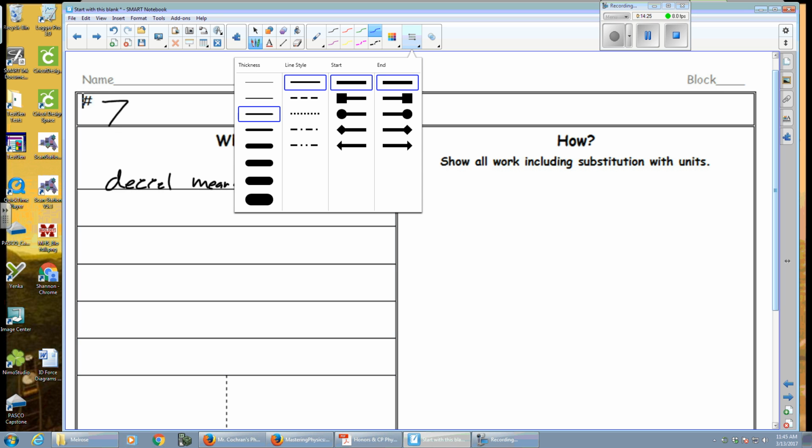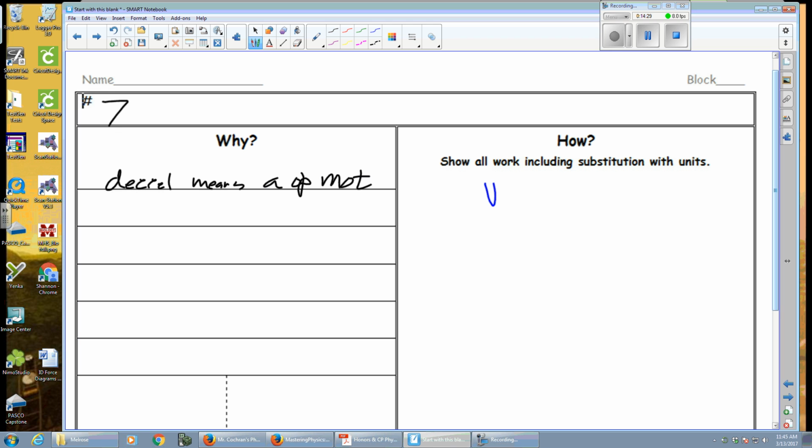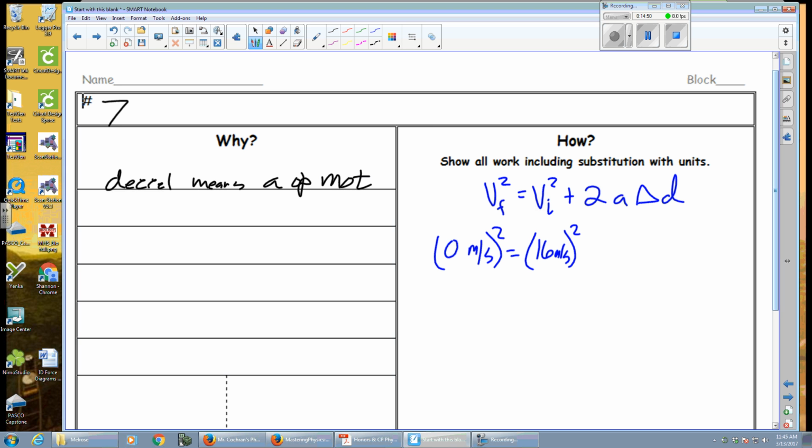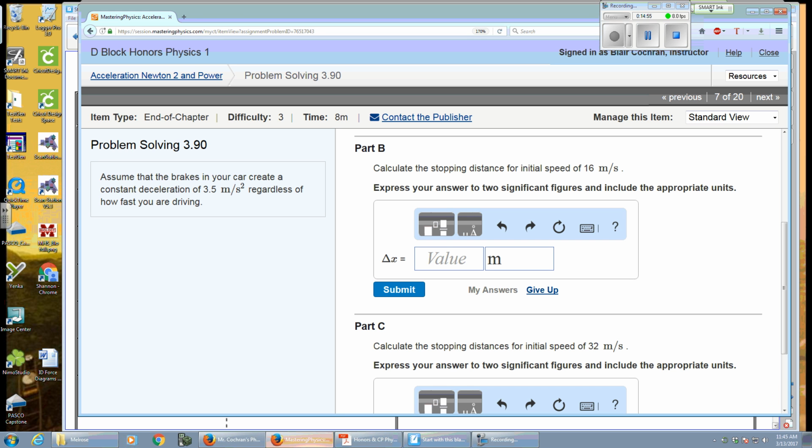I'll switch to blue because it's a better color. So I'm going to use the same one I used in the last problem. I'm going to end up at 0. In this case, I'm starting at 16. Oh, I picked positive for my 16. What does that mean I should pick for the sign on my acceleration?